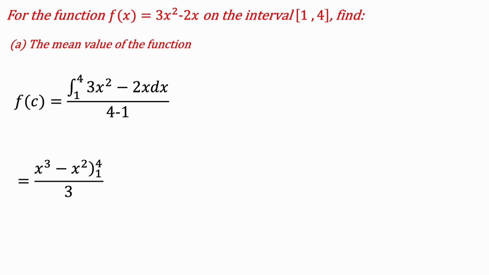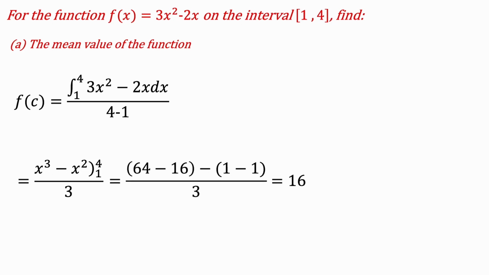As I already mentioned, first we substitute the upper limit, 4. Then we subtract the value at the lower limit. And finally, we divide everything by 3. This means the average value, or the mean value of this function over the interval from 1 to 4 is equal to 16. Yes, let's move on.